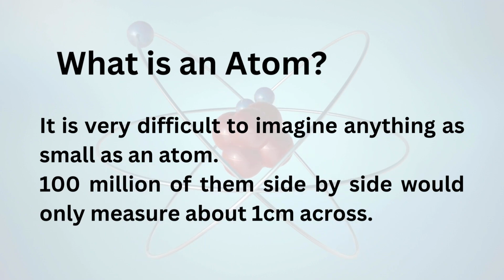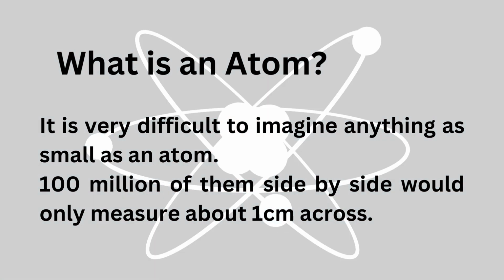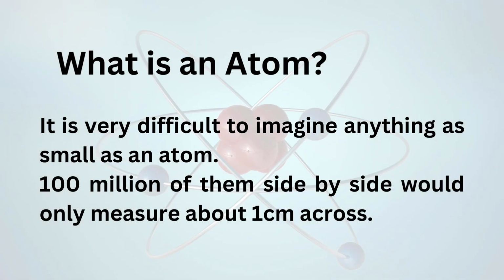It is very difficult to imagine anything as small as an atom. 100 million of them side by side would only measure about 1 centimeter across. It means if you lined up 100 million atoms next to each other, they would only be about 1 centimeter across. Even with this challenge, scientists have managed to learn a lot about atoms.